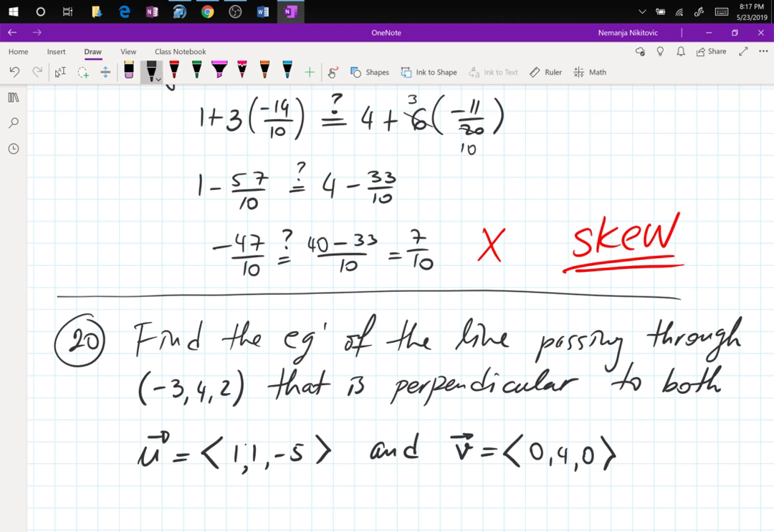So, and I have to show you one more time with these vectors, the markers.